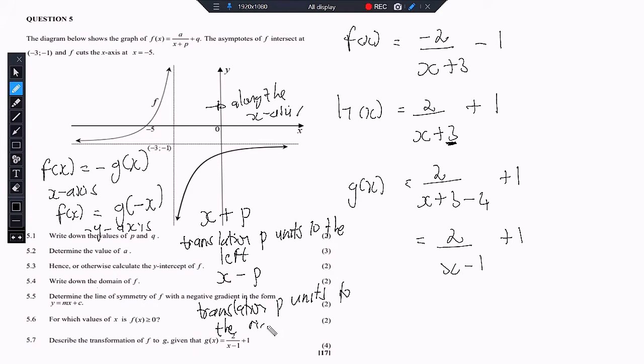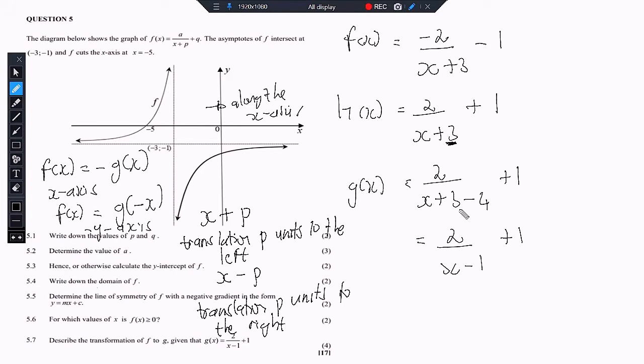Now, what am I trying to point out here? Whenever we have a plus a certain value, that is a translation of p units to the left. So plus indicates to the left. Don't get it confused, this only works in horizontal shift. If we have positive, it is to the left. If we have negative, it is to the right.